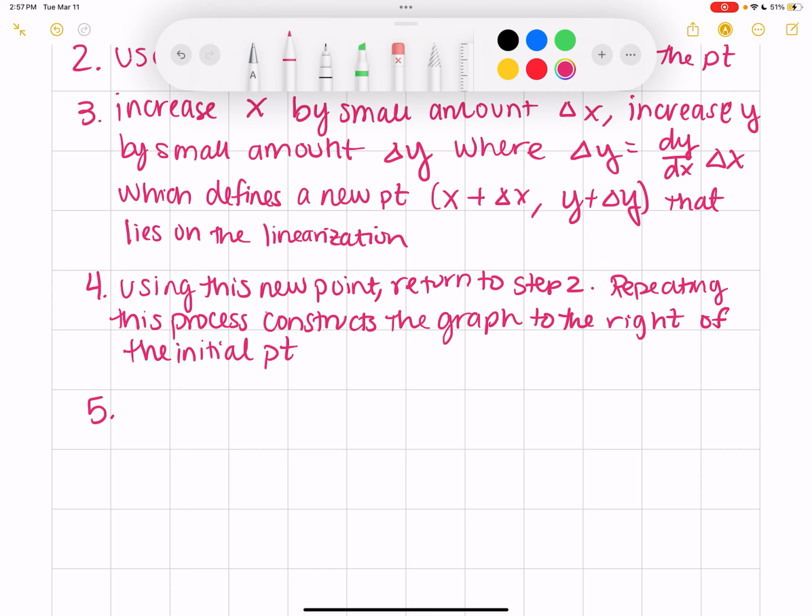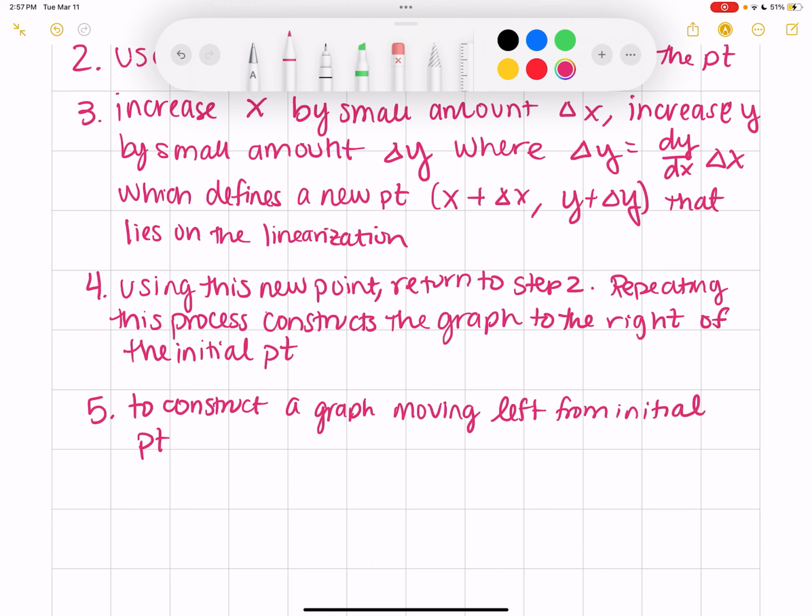Step 5: to construct a graph moving left from the initial point, repeat the process using negative values for delta x.